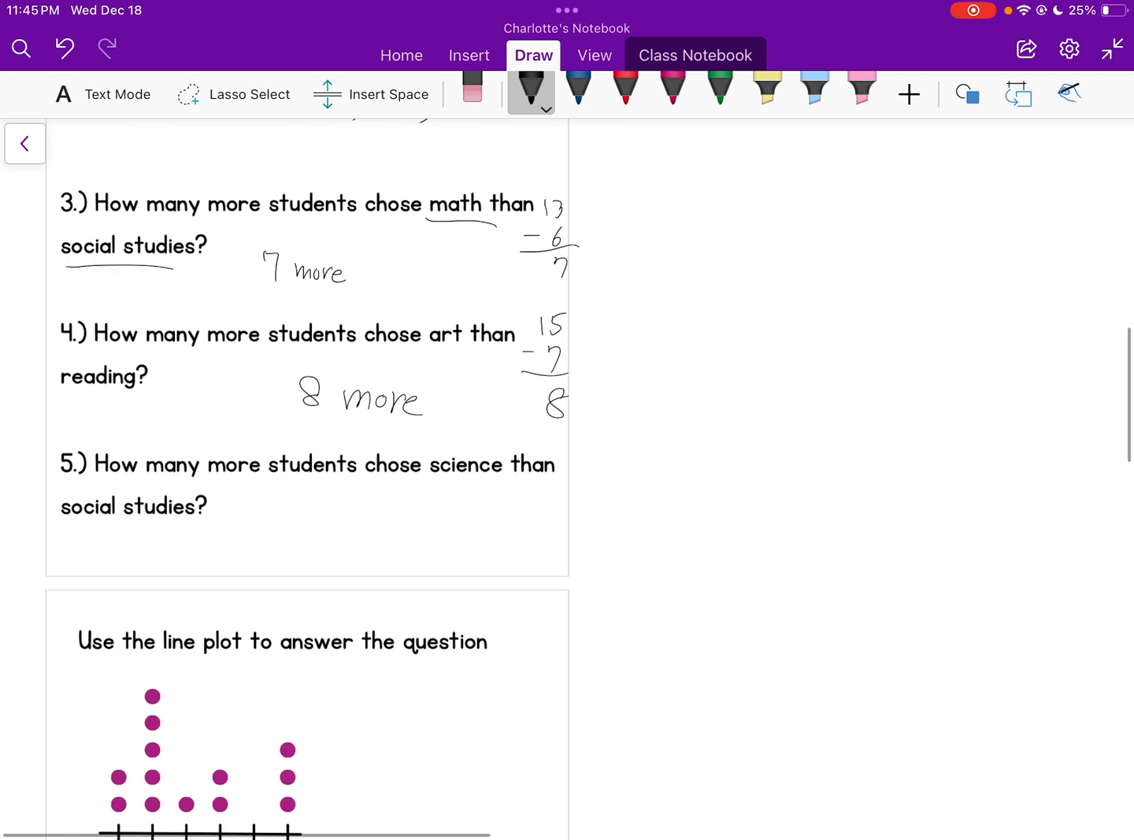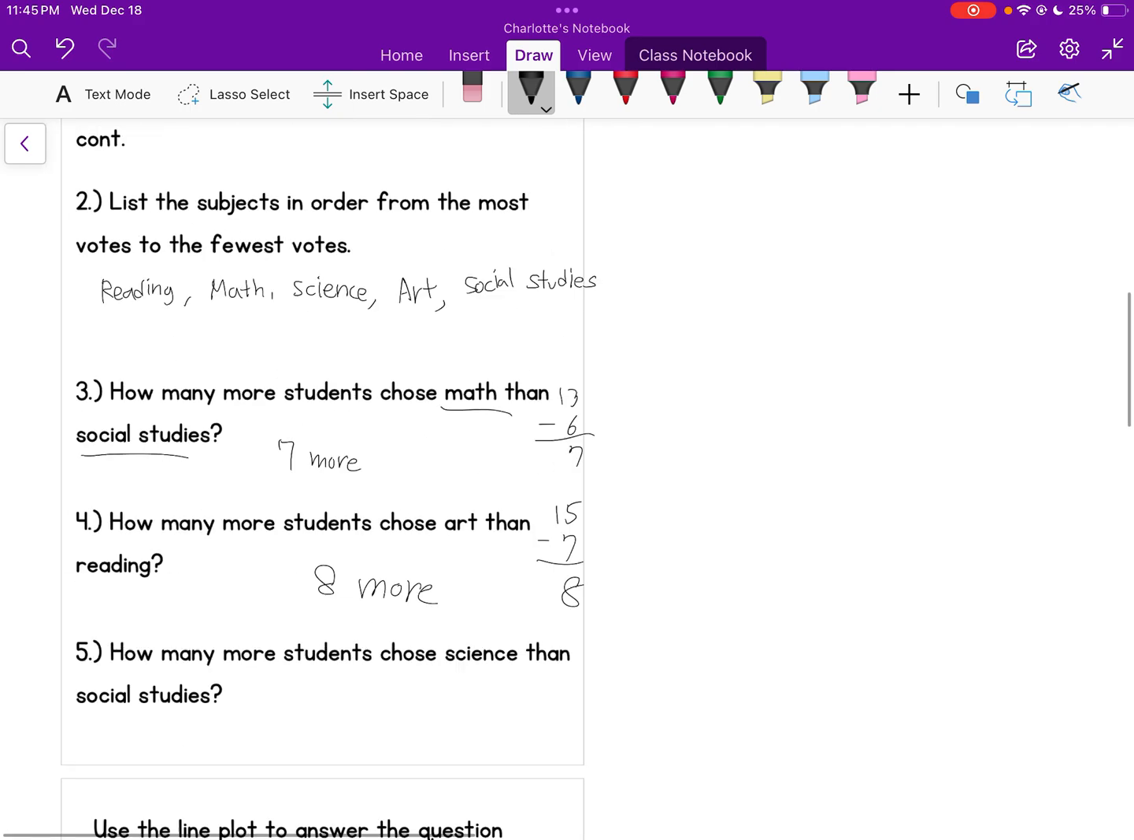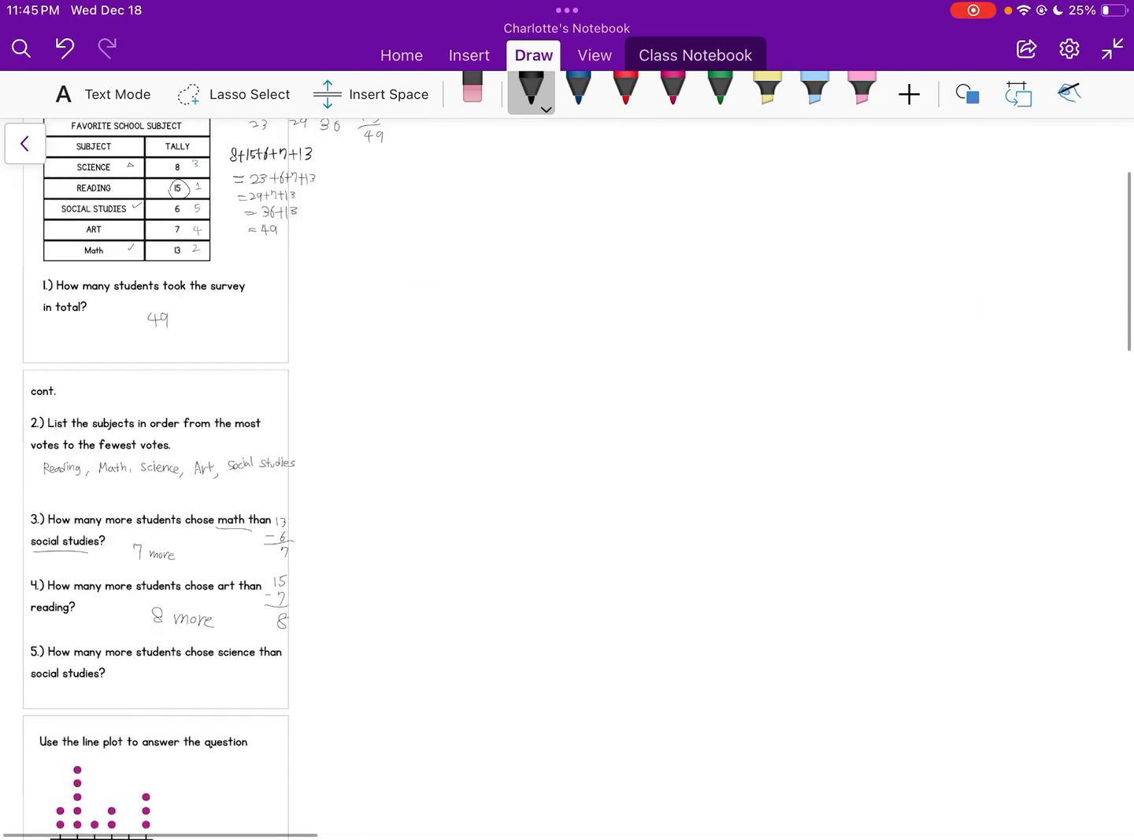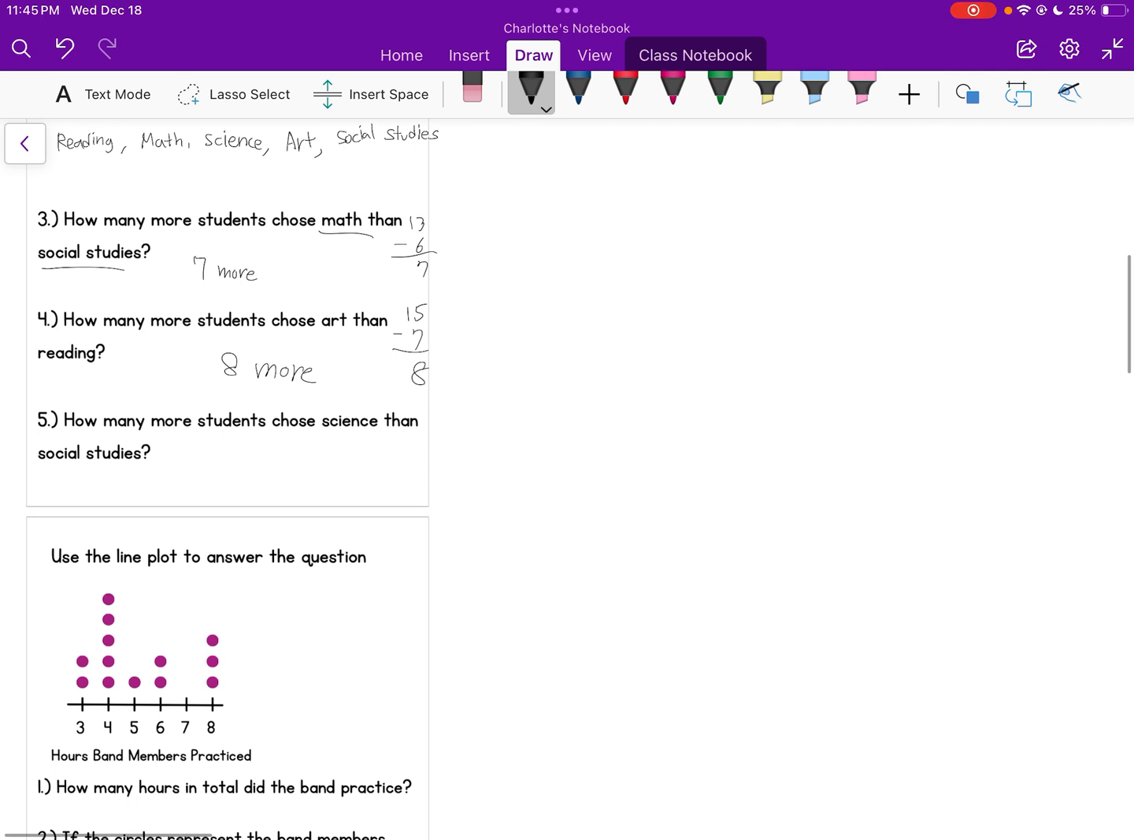And number 5 is how many more students chose science than social studies? So science and social studies. Science is 8 students and social studies is 6, as we saw before. So 8 minus 6, which is 2. So 2 more.